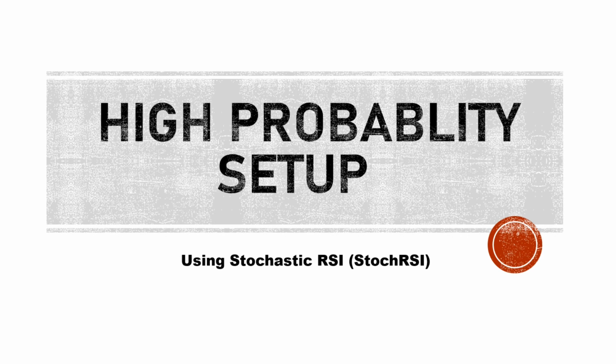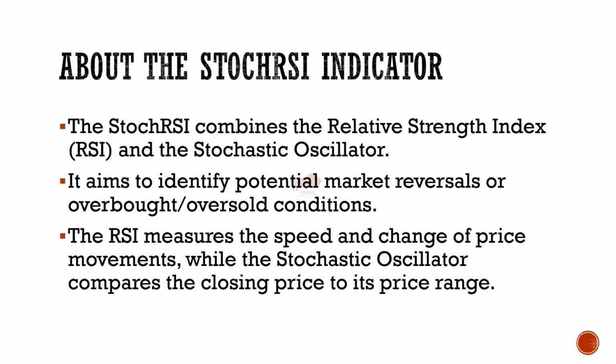The stochastic RSI combines the relative strength index, that is RSI, and the stochastic oscillator. RSI is a momentum oscillator that measures the speed and change of price movements. Stochastic oscillator, on the other hand, compares the closing price of a security to its price range over a given period, indicating the strength or weakness of the current price relative to its historical price range.